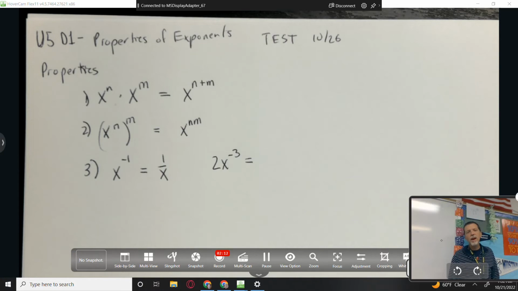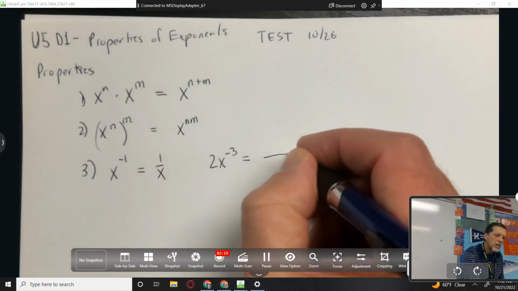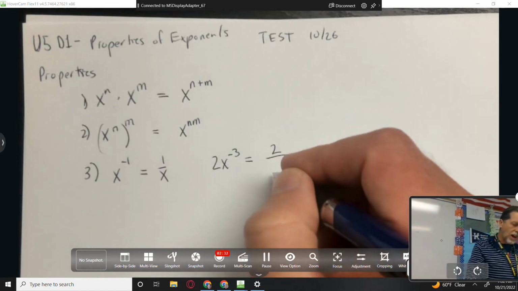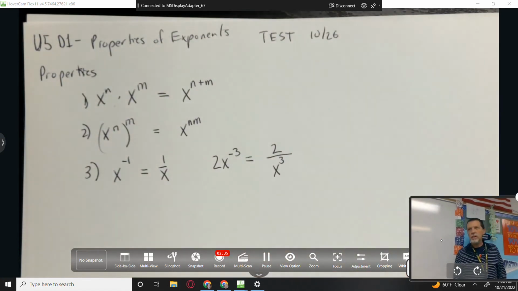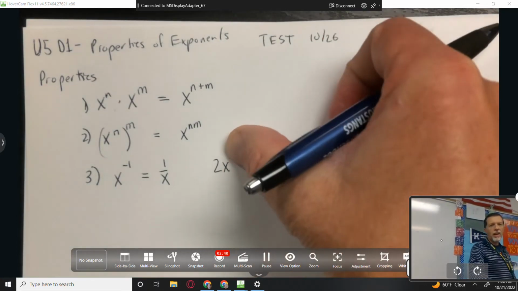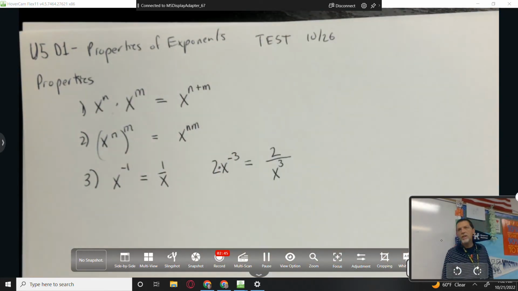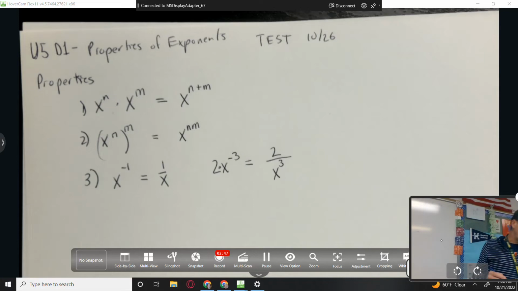2x to the negative 3. How do I write that without a negative exponent? Where does the 2 go is the basic question. The 2 does not have a negative exponent, only the x does. So the 2 stays in the top, and the x cubed goes in the bottom. Your brain is used to seeing 2x and not realizing that's 2 times x.